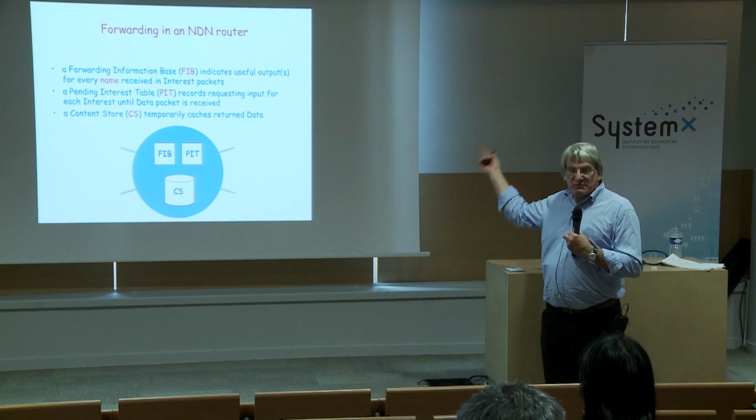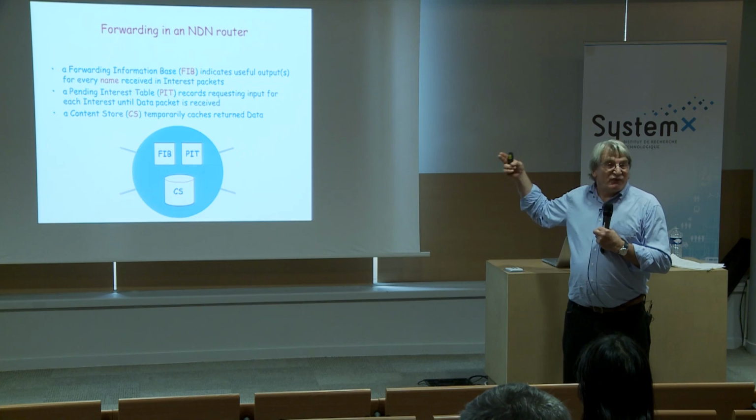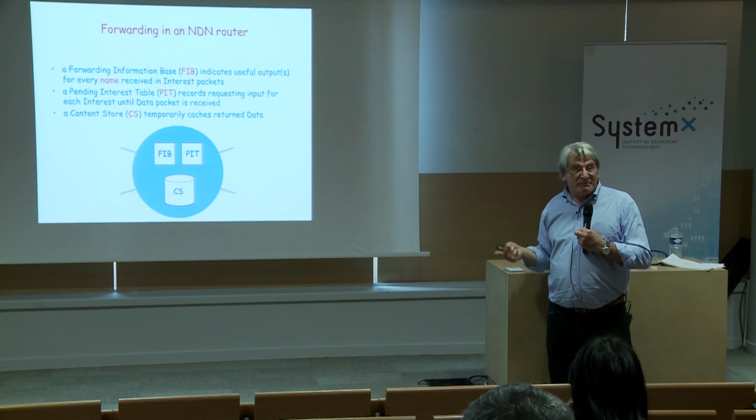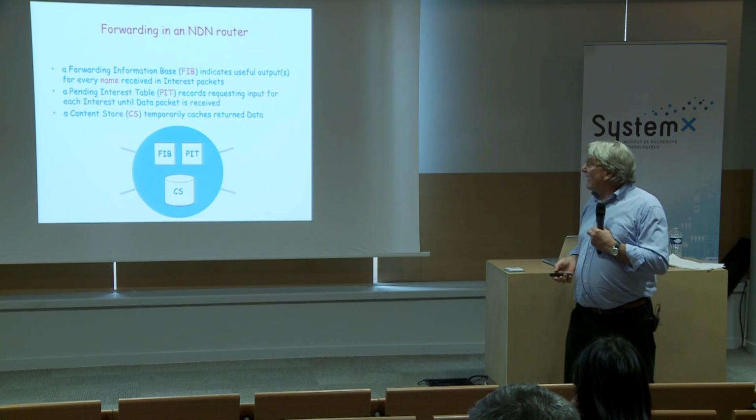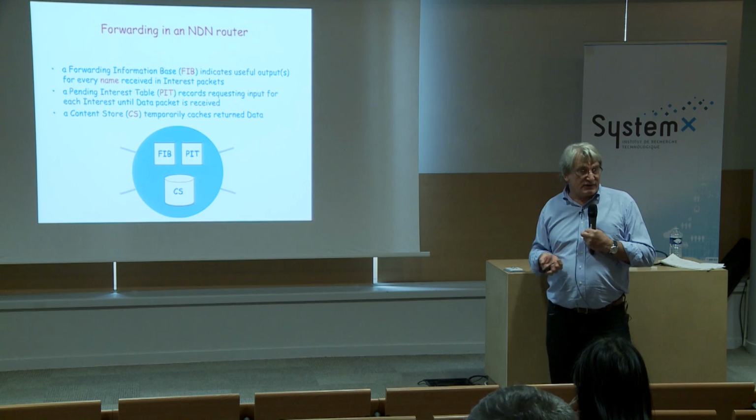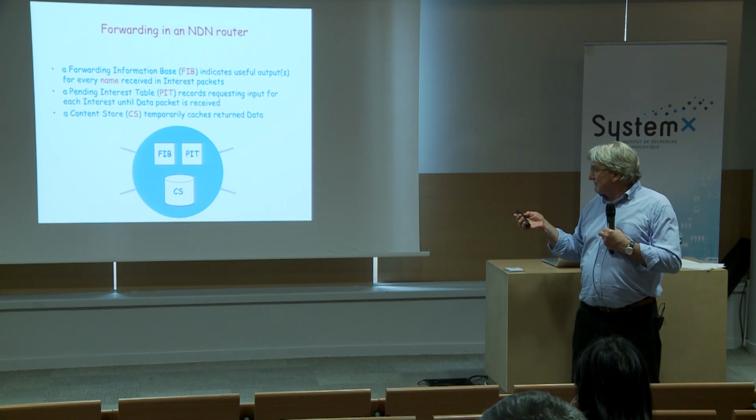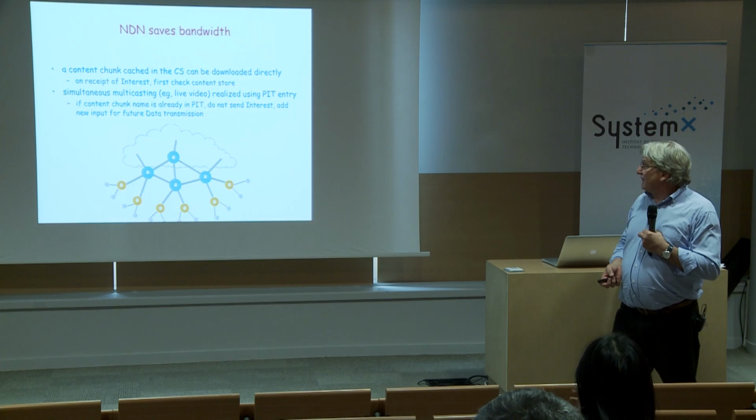When the data comes back, usually it does, you check in the PIT who asked for this data. If there's one, you send this data back. If there's several, you duplicate the data and send it to all the people who asked for it. And at the same time, you typically store the data in the content store for future demands. Okay, so that's the way it works. It's quite neat. It's not so different from regular routers.